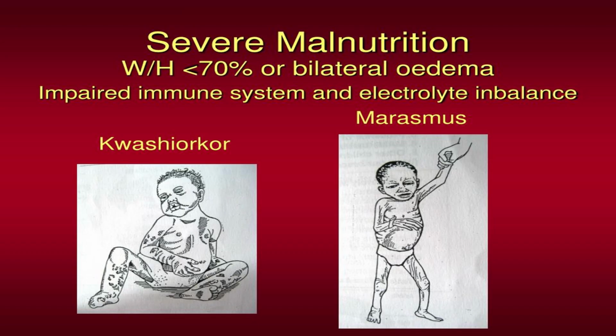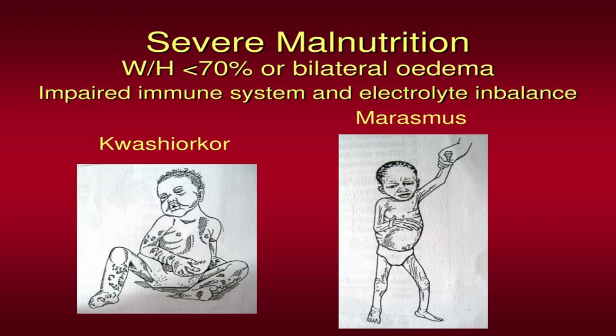So, you can see that weight per height less than 70% is very important, along with bilateral pitting edema and along with severe visible wasting of muscle. That can categorize the severe malnutrition, which can be recategorized under 2 categories. One is Kwashiorkor and second is marasmus.